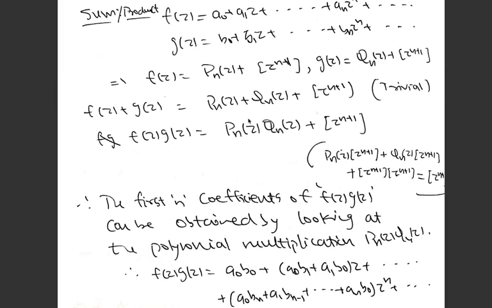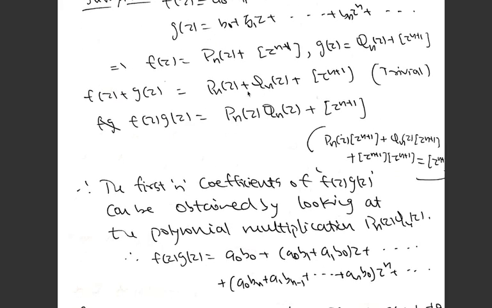Now sum and product are rather easy. Sum: if you write f(z) as p_n(z) plus something and g(z) as q_n(z) plus something like this, then f(z) plus g(z) will be p_n(z) plus q_n(z) plus this. So what is the advantage is that instead of summing two series, it suffices to sum two polynomials. Take the sum of two polynomials to understand the first n coefficients.